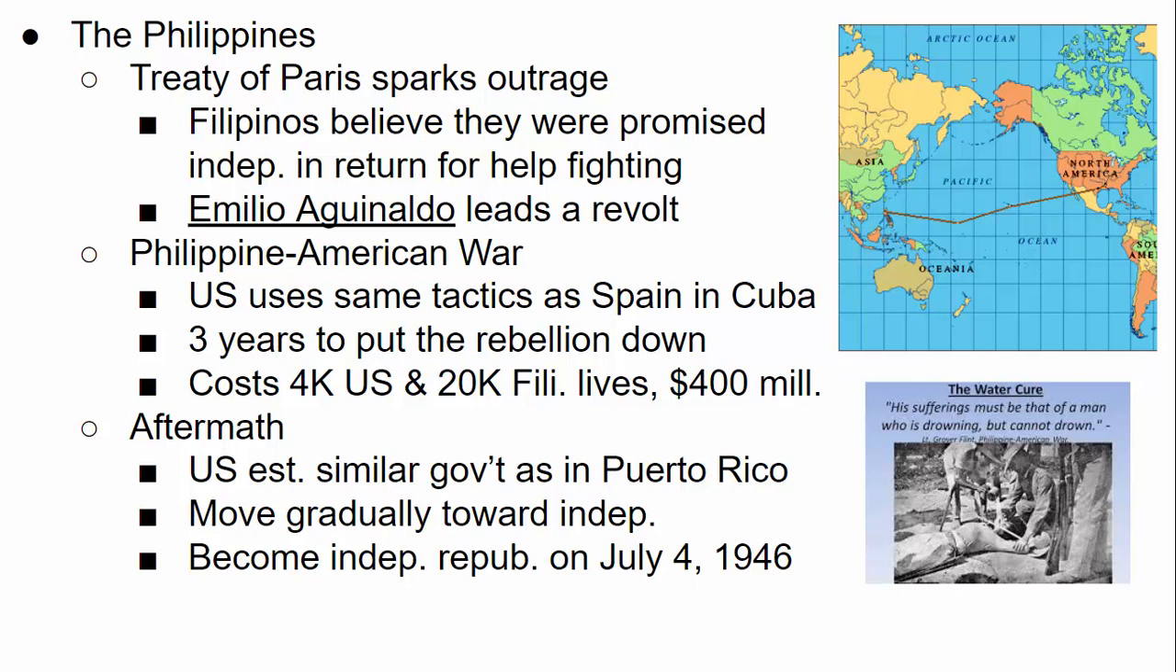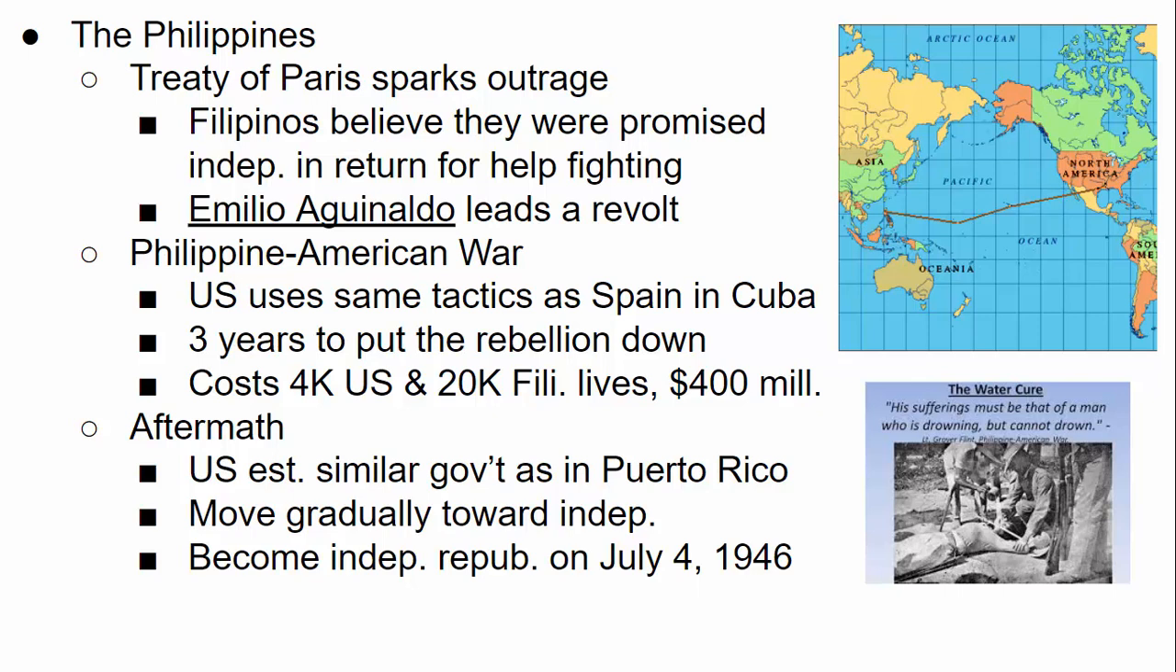So it actually takes 3 years to put this rebellion down. It only takes like a couple months to fight the Spanish-American War. In fact, some people called it a splendid little war. And then here we are, 3 years to fight the Philippine-American War. It cost 4,000 U.S. lives, 20,000 Filipino lives, and 400 million U.S. dollars. So this almost spin-off war, sequel war, you could think of it, is actually going to be a way bigger mess than the original Spanish-American War.